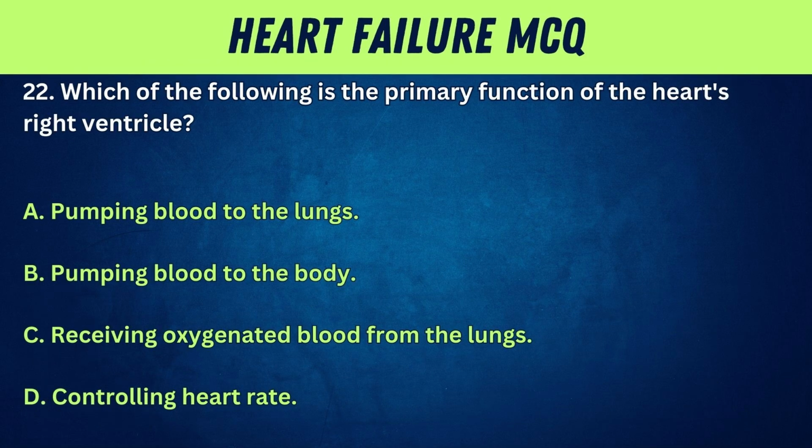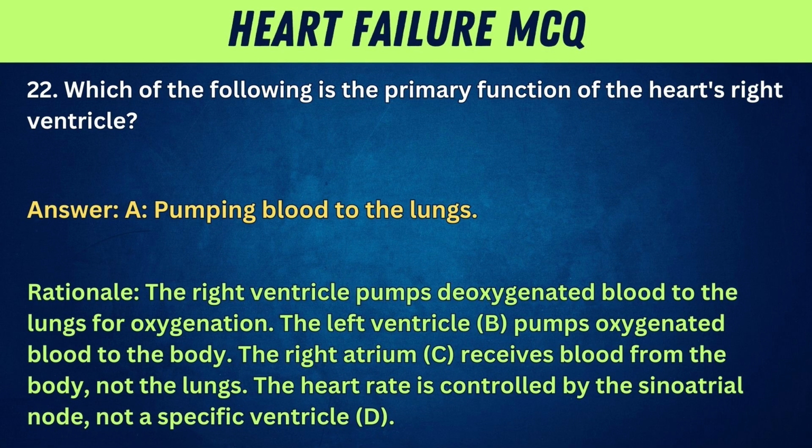22. Which of the following is the primary function of the heart's right ventricle? A. Pumping blood to the lungs. B. Pumping blood to the body. C. Receiving oxygenated blood from the lungs. D. Controlling heart rate. Answer: A. Pumping blood to the lungs. Rationale: the right ventricle pumps deoxygenated blood to the lungs for oxygenation.